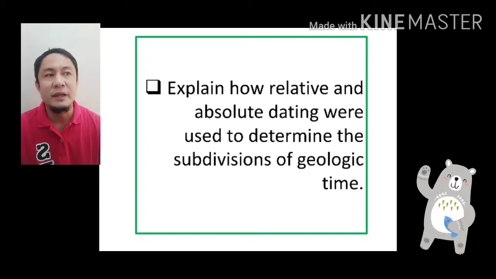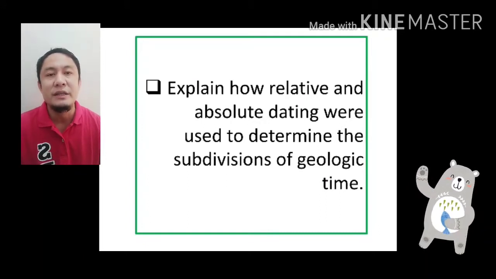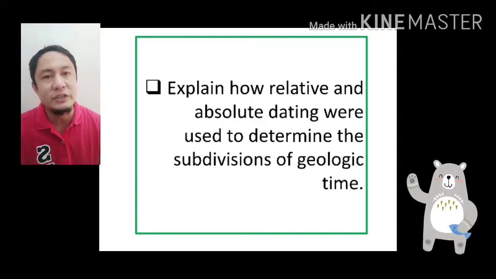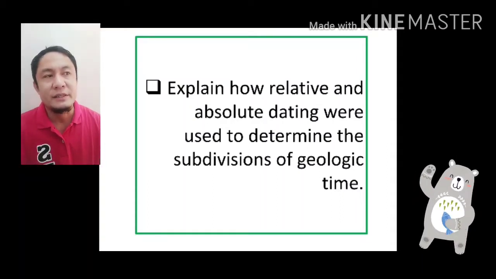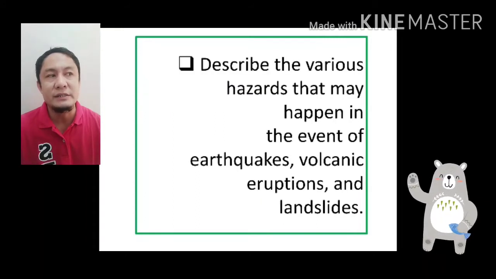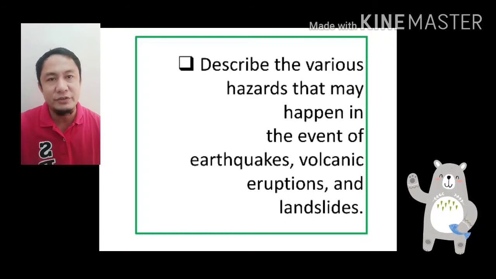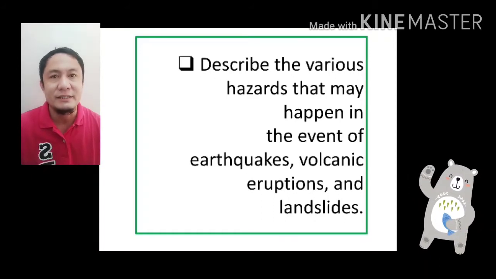Then, explain how relative and absolute dating were used to determine the subdivisions of geologic time. Describe how the Earth's history can be interpreted from the geologic time scale. Then, describe the various hazards that may happen in the event of earthquakes, volcanic eruptions, and landslides.